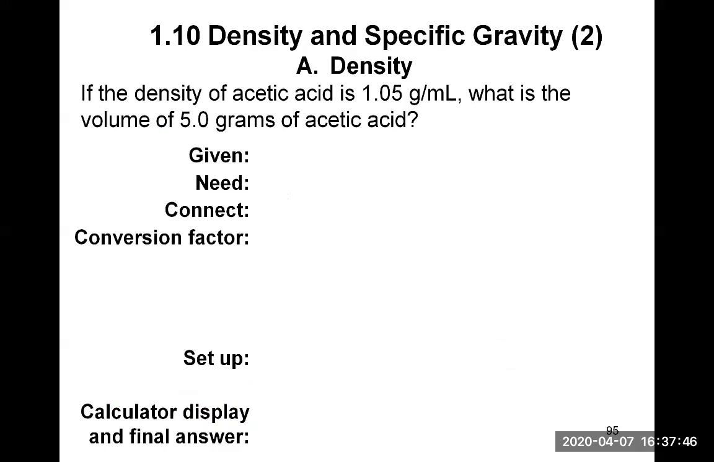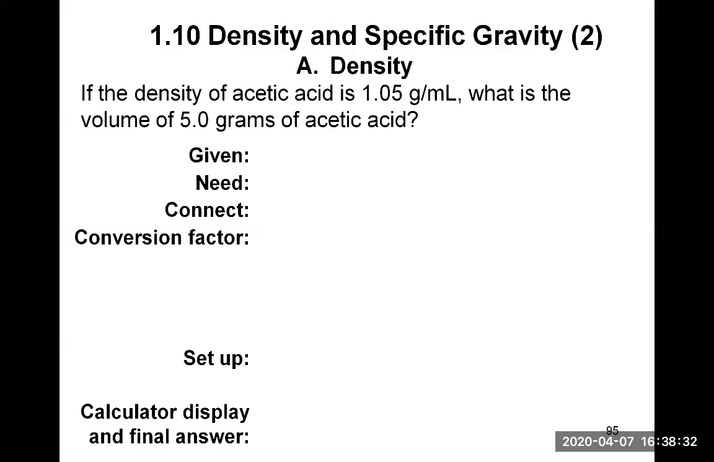So let's go over an example of using the density as a conversion factor, to see that you can use density as a conversion factor. For example, if the density of acetic acid is 1.05 grams per milliliter, you hear the "per milliliter," right? That is a key word telling you that you can rewrite this as an equality that says 1.05 grams of acetic acid is equal to 1 milliliter of acetic acid.